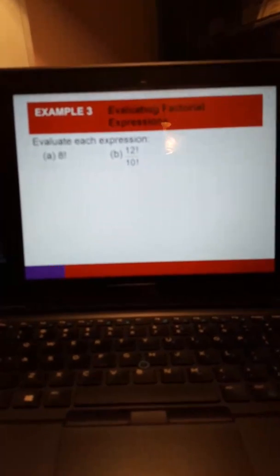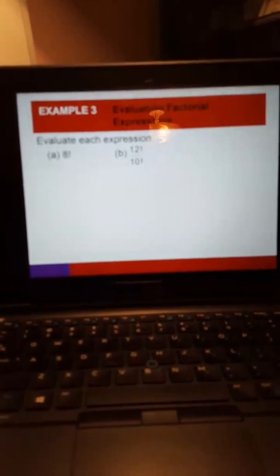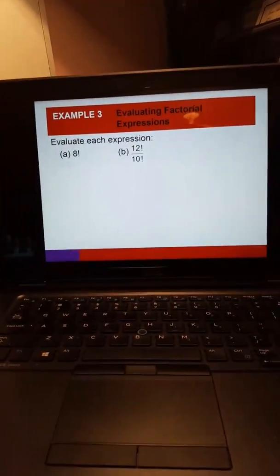So we have 8 factorial. Just need to simplify for that. And 12 factorial over 10 factorial.